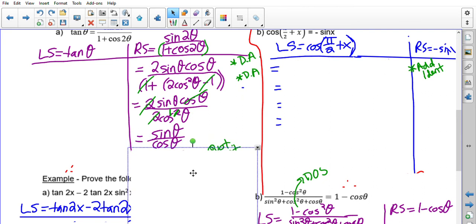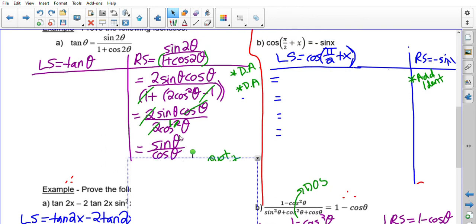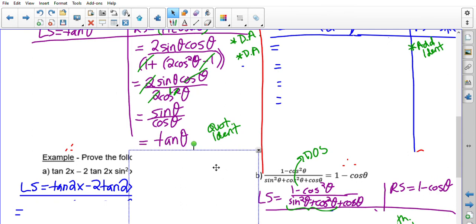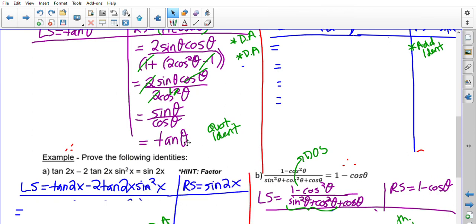Which means our last line is sine theta over cos theta. And we know based on the quotient identity that that's equal to tan theta. So therefore, we have just proven that left side equals right side.